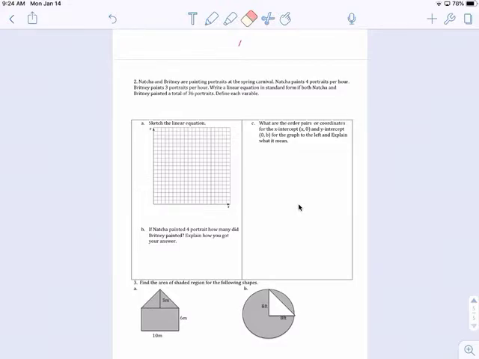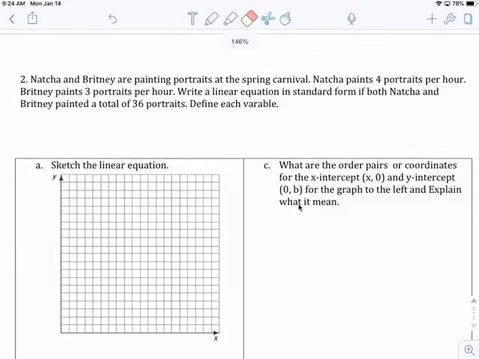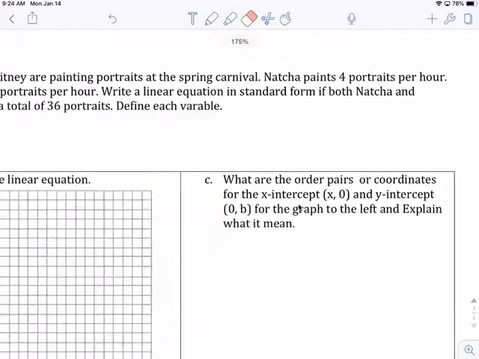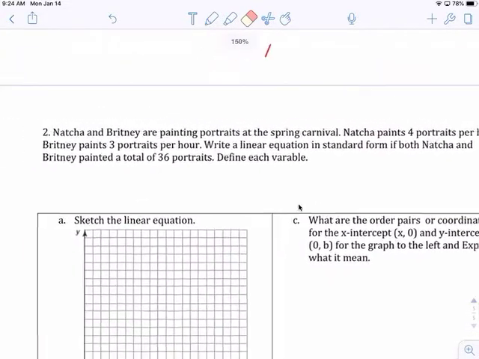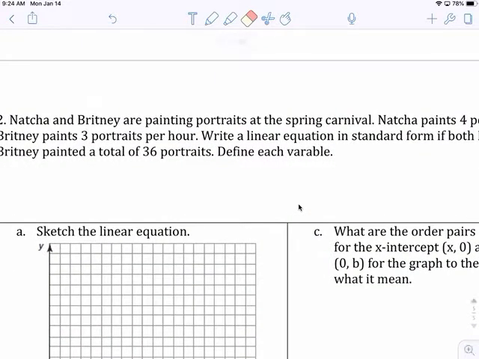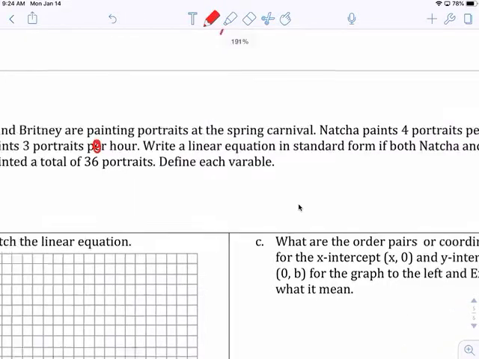Okay, I'll do this here, and then tomorrow will be on this. Natcha and Brittany are painting portraits at the spring carnival. Natcha paints 4 portraits per hour, and Brittany paints 3 portraits per hour. These are the same. They're doing the same thing.